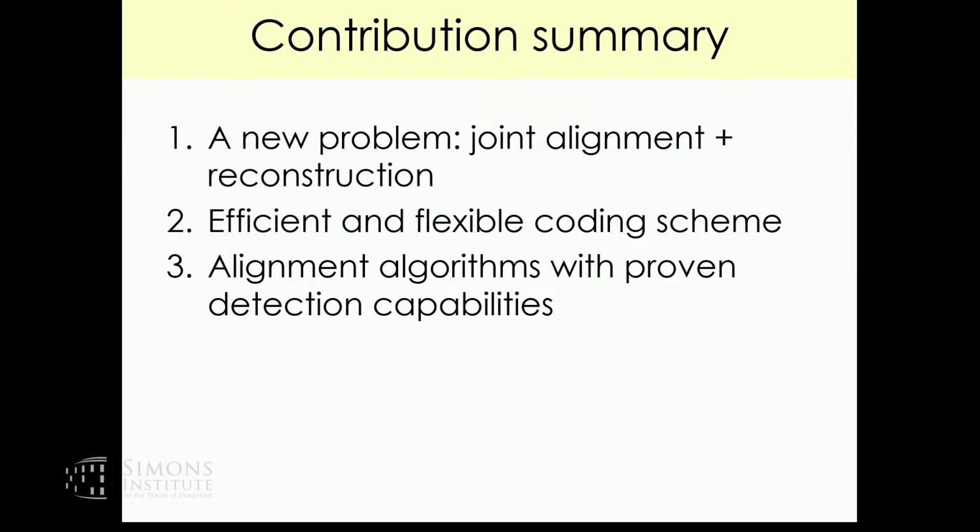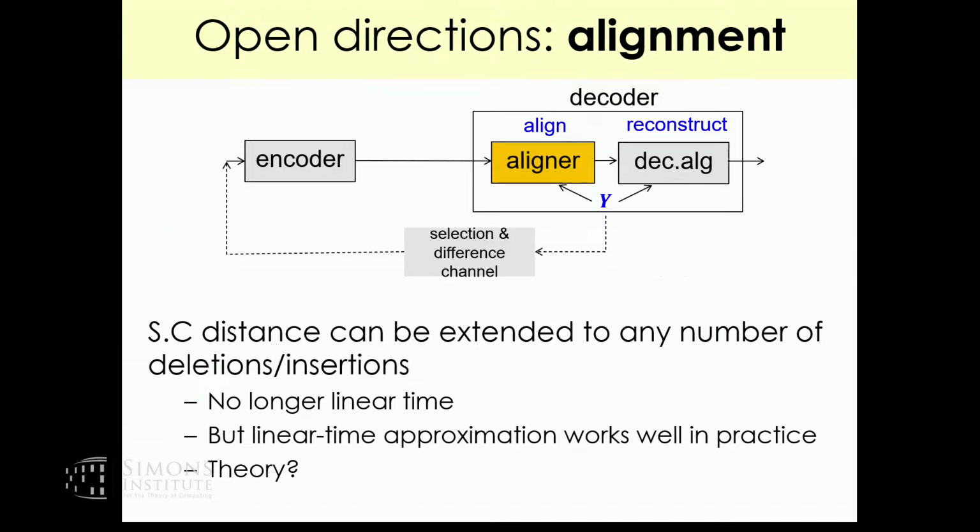Okay, so to summarize, we have a new problem. We have some coding scheme to help it, but maybe not the last word on it. We can improve it. And the alignment algorithm is a very important part of the coding scheme. Something about the future. So one thing is the alignment.